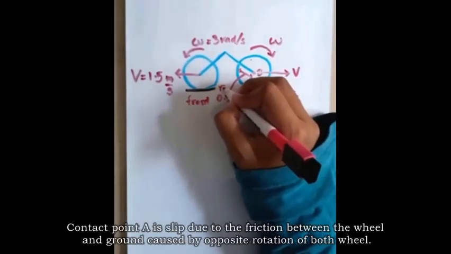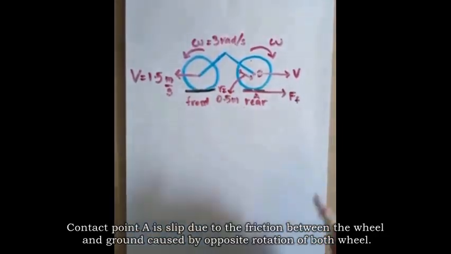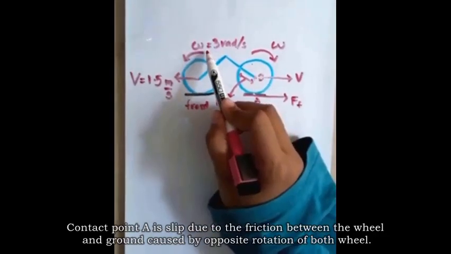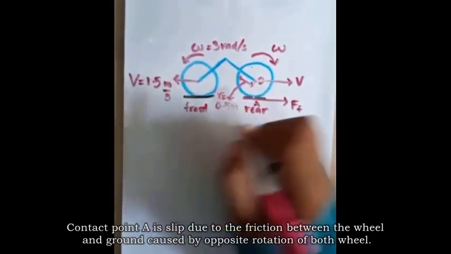The contact at point A is slip, because of the friction between the wheel and the ground, caused by the opposite rotation of both wheels.